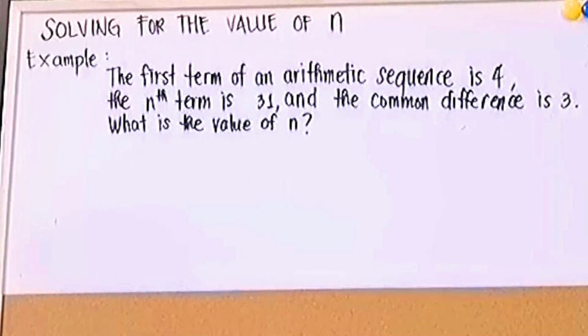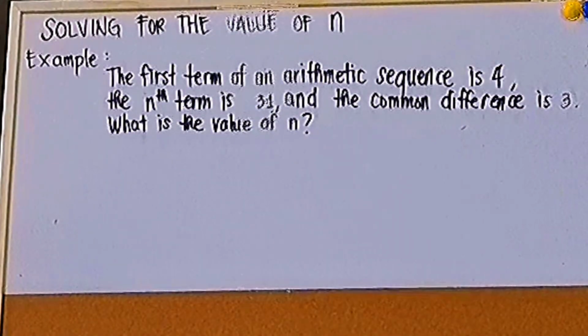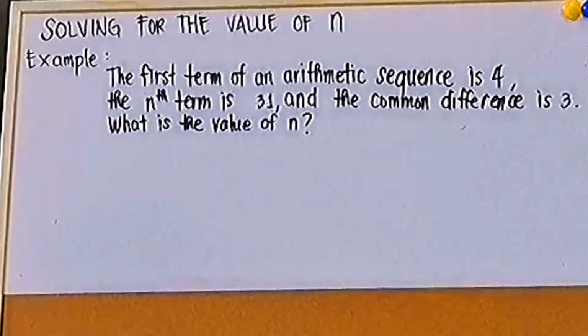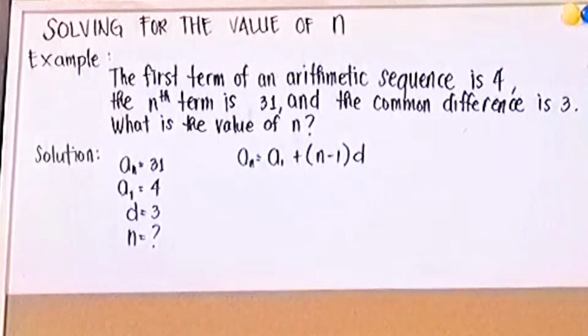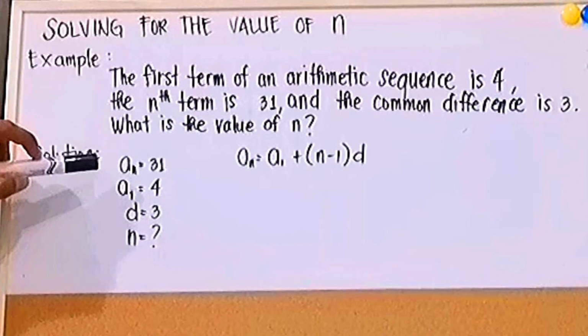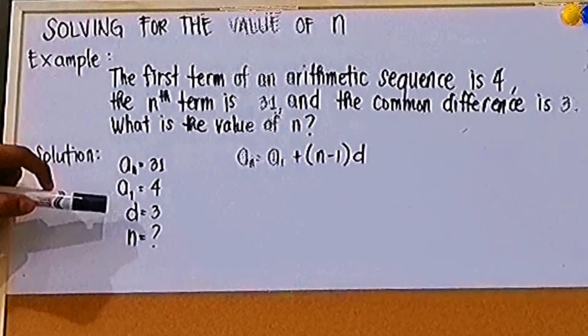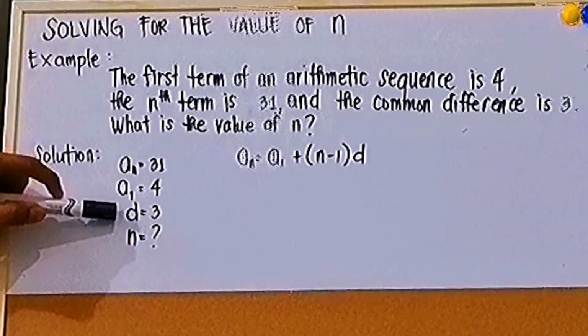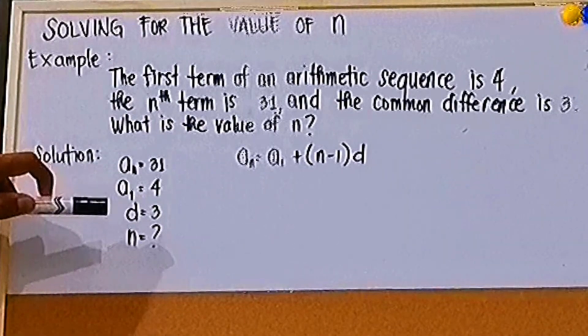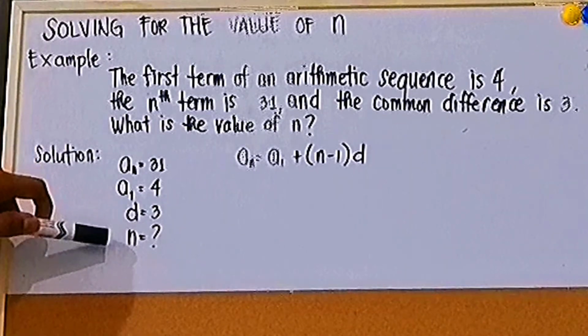process. Example, the first term of an arithmetic sequence is 4. The nth term is 31. And the common difference is 3. What is the value of n? To solve that one, first, we need to write the given or the knowns. Nth term is 31. First term is 4. Common difference is 3. And the value of n is still unknown.